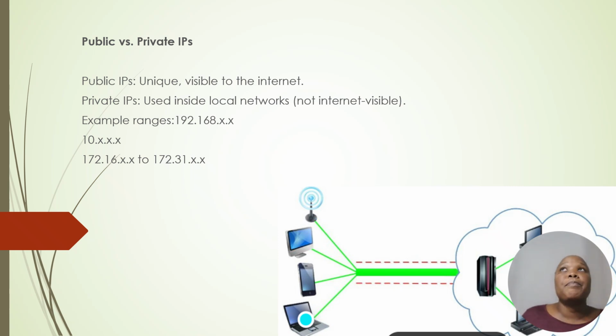Then we have the private IP addresses. These are used only inside local networks, like our home Wi-Fi or our offices, and they don't show up on the wider internet. Common private IP ranges include 192.168, or if we start from 10 followed by other numbers.